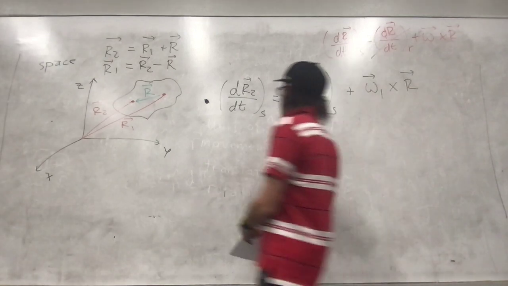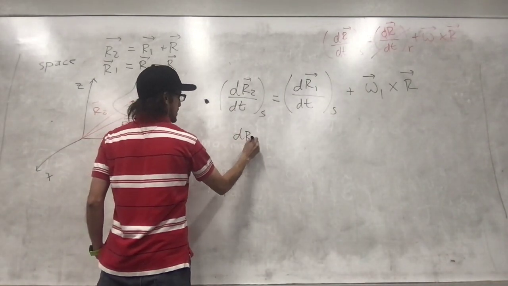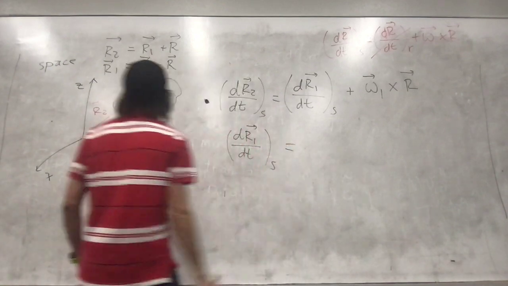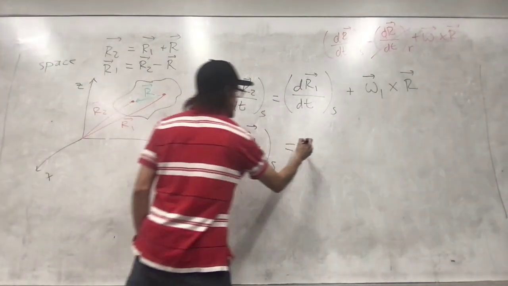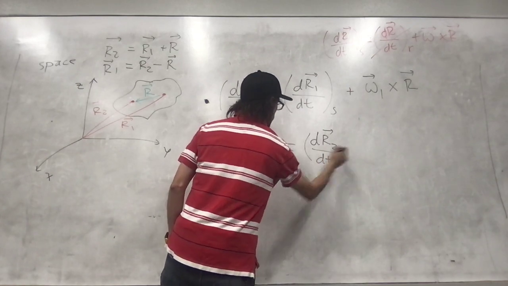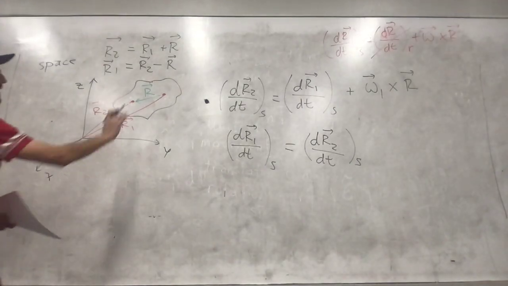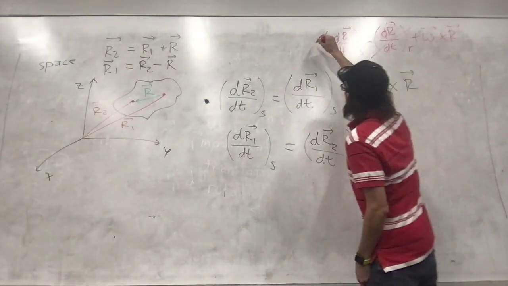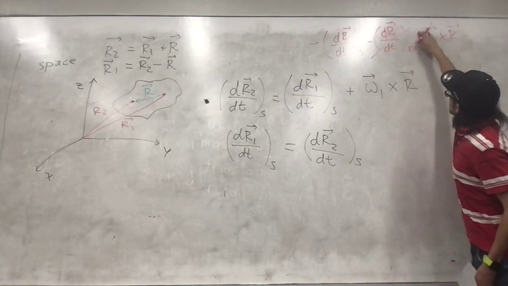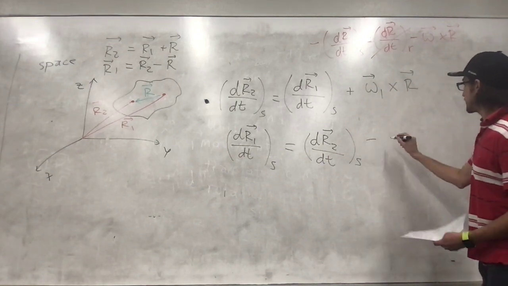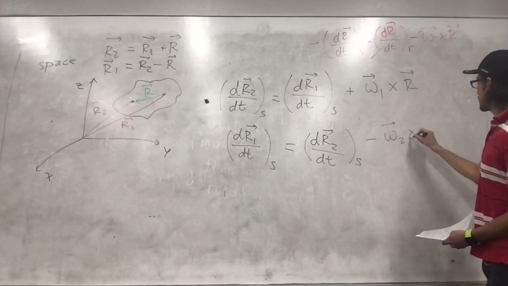So we do the same thing over here with R1. It's going to be R2 in space coordinates, and then we have minus R. So we have another minus in here, so we can just put a minus. And this is the second time that we do it, so I'm going to call that one omega 2. So minus omega 2 cross r.